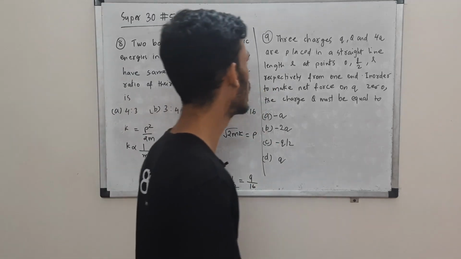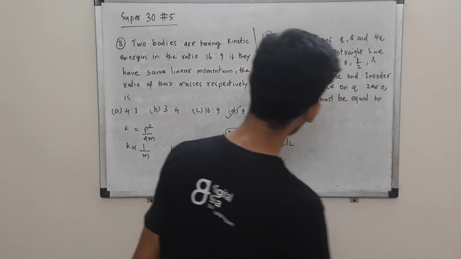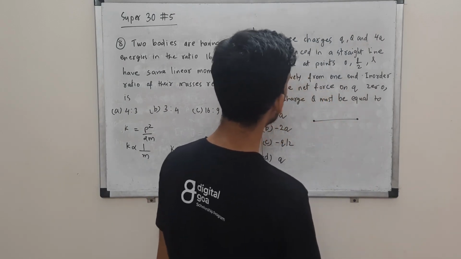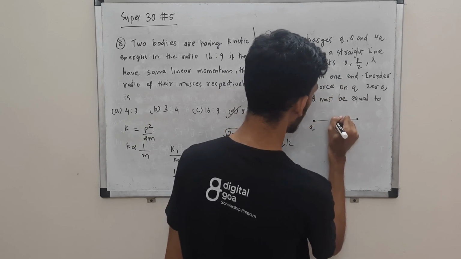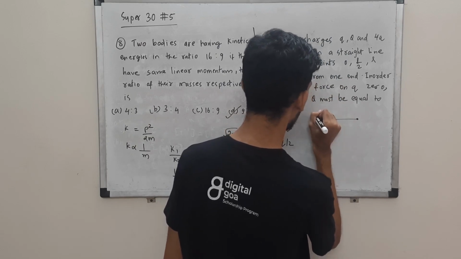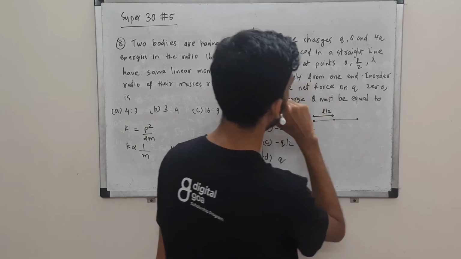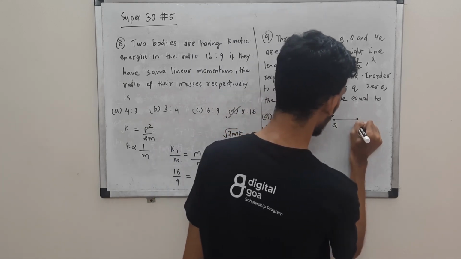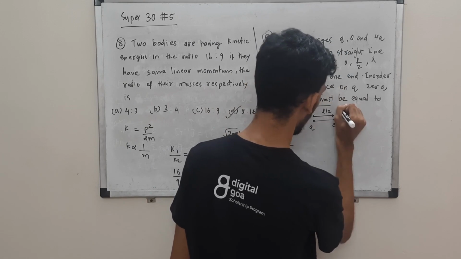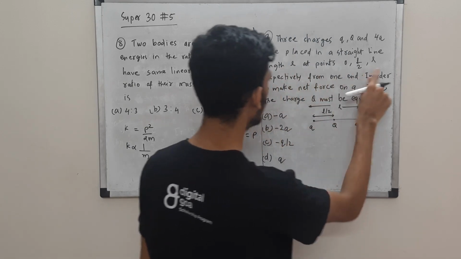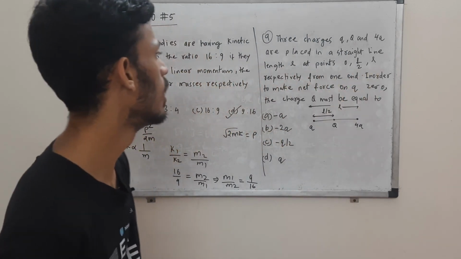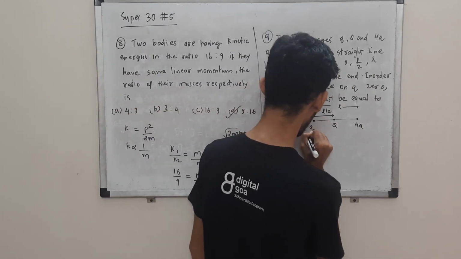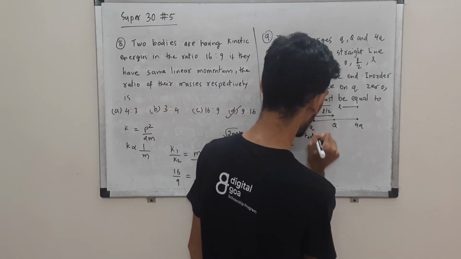Okay, let's come to this one. Three charges q, Q and 4q are placed like this. So q is at 0, then capital Q is at L by 2, and 4q is over here, which is at a distance L. We want the net force F net on this small charge q to be 0.